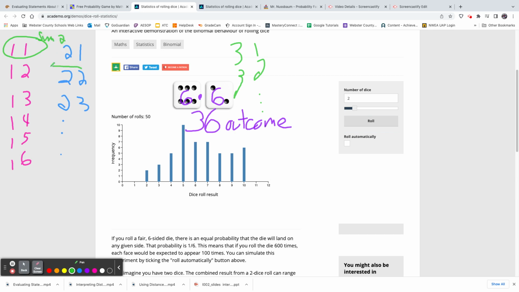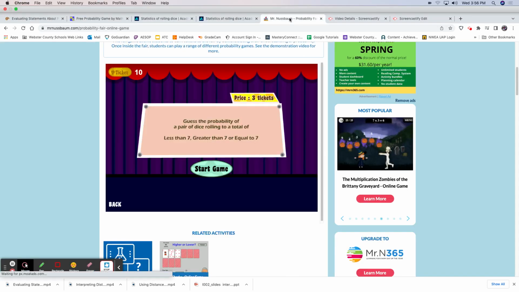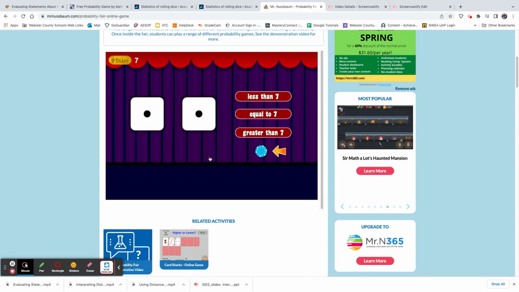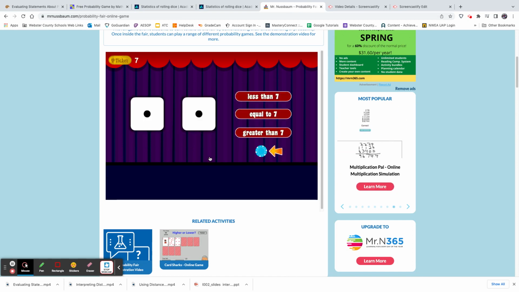If I roll a 2 and a 2, that gives me a sum of 4. A 3 and a 2 gives me a sum of 5. So you're trying to make a prediction of how many of these sums would be less than 7 or more than 7. So if I go back and I let this start, you're making a guess. Less than 7 or greater than 7.